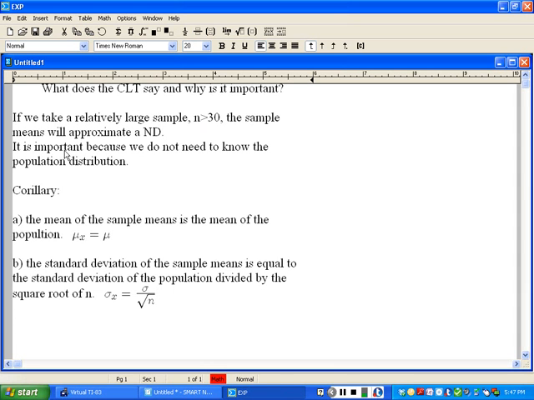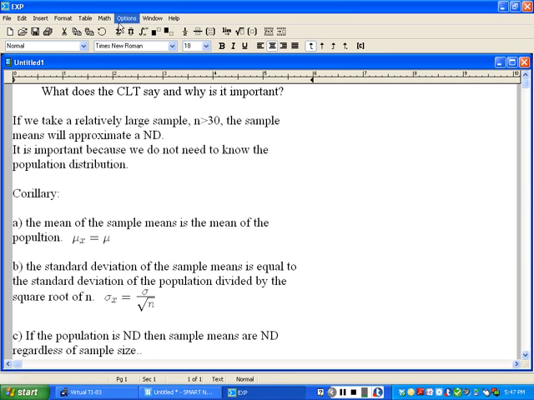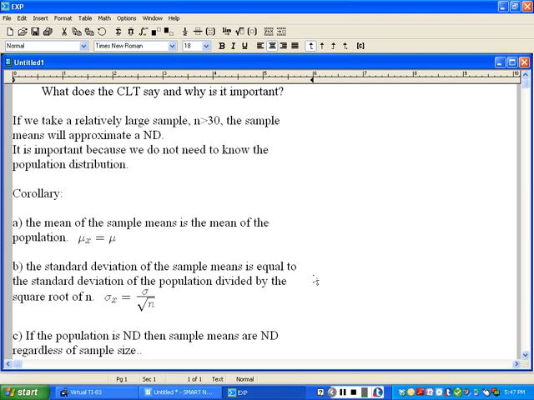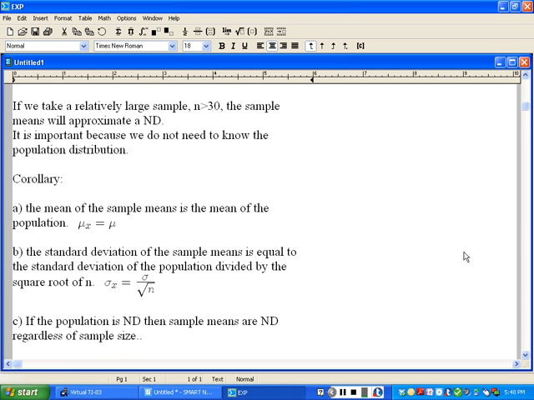Now, a few other corollaries. Number one, if the population is normally distributed, then the sample means are normally distributed regardless of sample size. Okay. Any questions on that? That's in essence what you should have gone over last time, although I'm quite certain it's not. Okay.